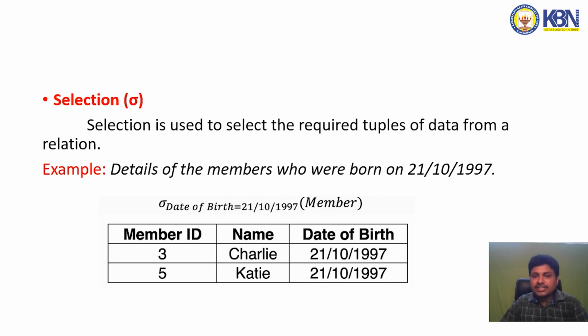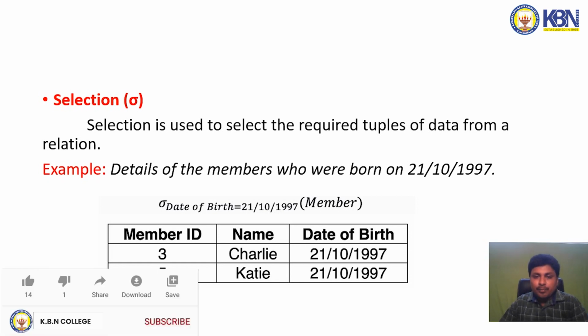Suppose we take an example: details of members who were born on 21st October 1997. For that we write a query. How do we write the query? Select member ID, name, date of birth from members table where date of birth equals 21st October 1997. This is the SQL query we write to get the access.